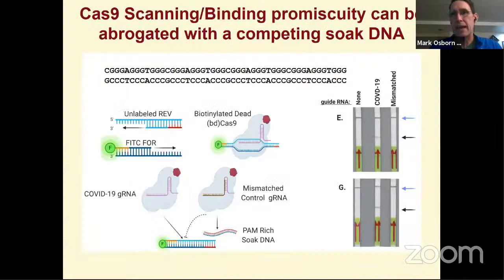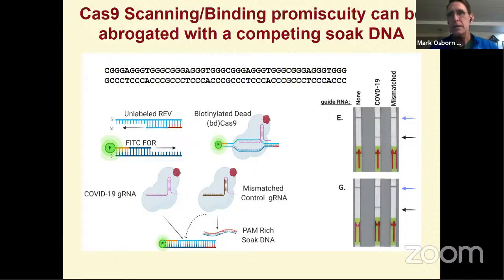And so to alleviate that, we hypothesized that we could have a decoy or a bait nucleic acid sequence rich in NGG PAMs. The hypothesis being that if we provide this, then any nonspecific Cas9 binding would be soaked up by this competing sponge DNA, which is just a short oligonucleotide sequence. And so again, the principle is we amplified COVID-19 DNA with a FITC labeled forward primer, unlabeled reverse, added biotinylated dead Cas9, and then included this competing DNA. And in the absence of the DNA, a mismatched or nonspecific guide RNA resulted in a faint band.